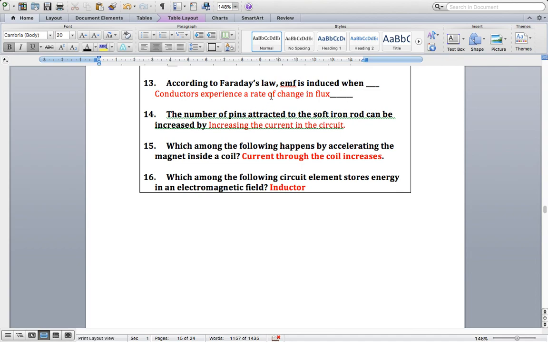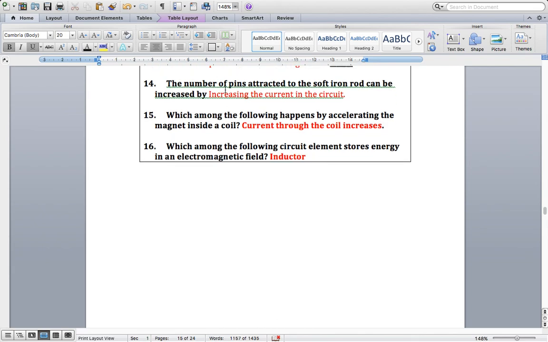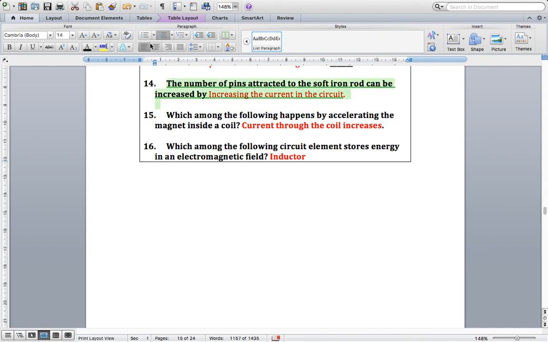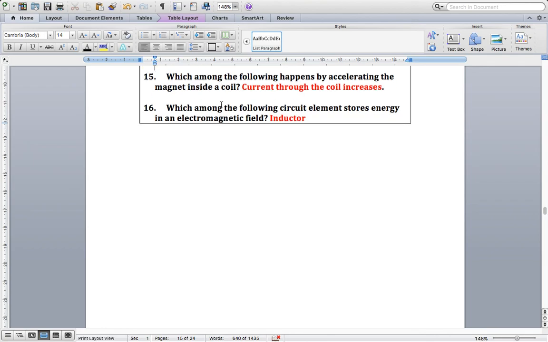Guys, I know it's a little bit of a misunderstanding, but you have to memorize this one. You need to understand it deeply, because these things only come in multiple choice questions. So just memorize the one in red with the questions. Number of pins attracted to the soft iron rod can be increased by increasing the current. This question won't come in exams because it's not related to your topic, so just ignore this one.